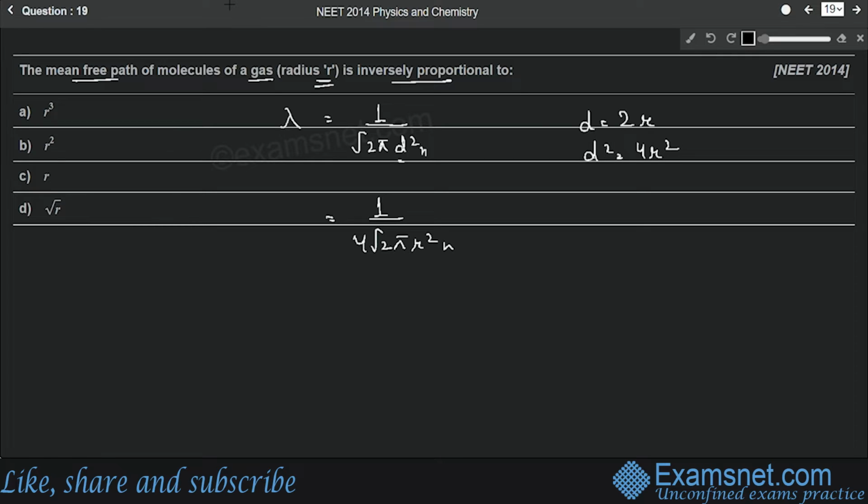Okay, so here we have to find the relation between the mean free path, that is lambda, and the radius. Okay, so radius, you can see here that lambda is inversely proportional to the r square. Okay, so inversely proportional is mentioned in the question, so r square, that is option B, will be the correct answer.